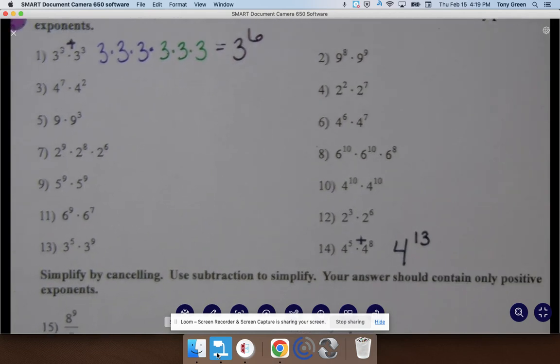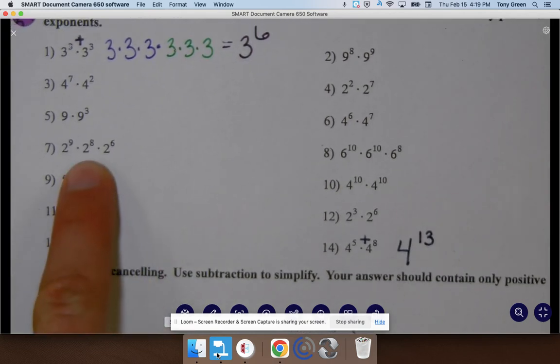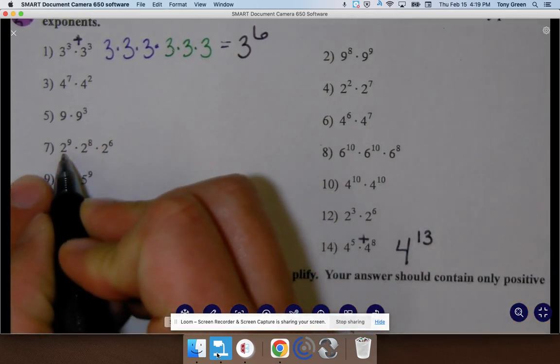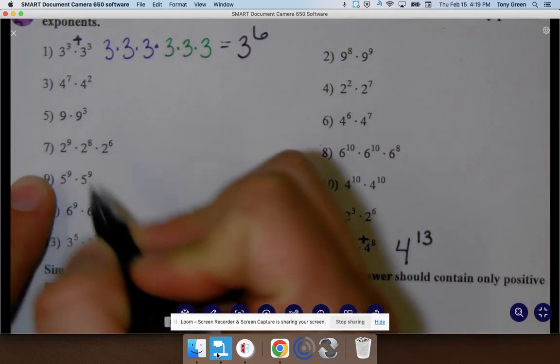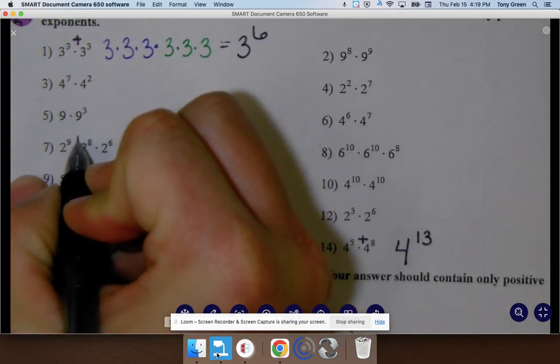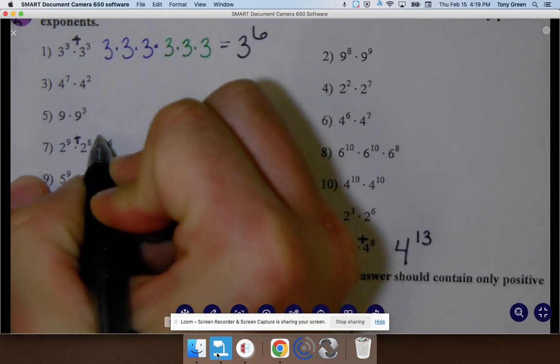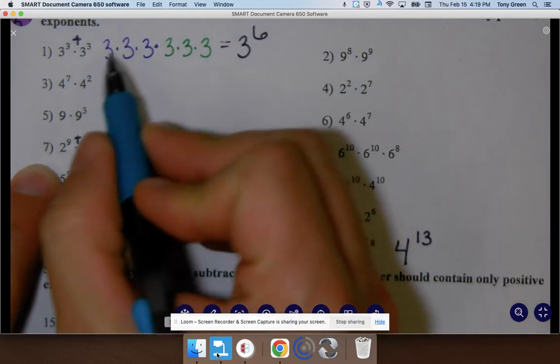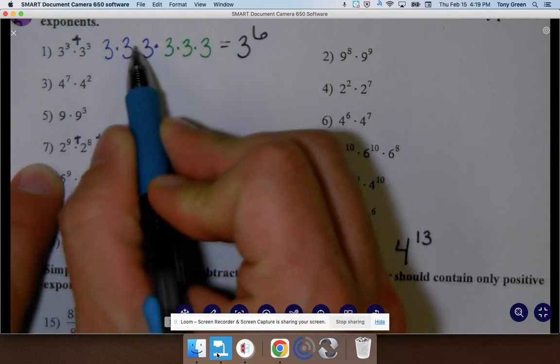Now numbers 7 and 6 have 3 terms. So we're multiplying by 2 9 times, and then 8 more times, and then 6 more times. So we could add 9 plus 8 and then plus 6. This is way shorter than expanding it all out and counting how many 3's you have.